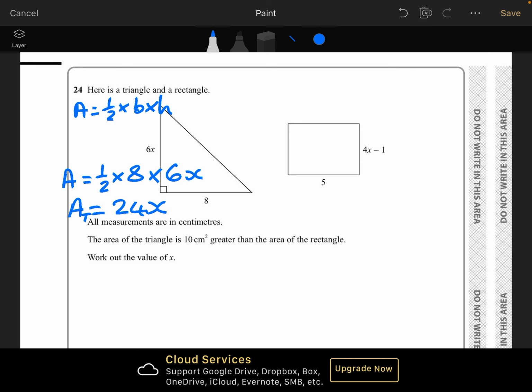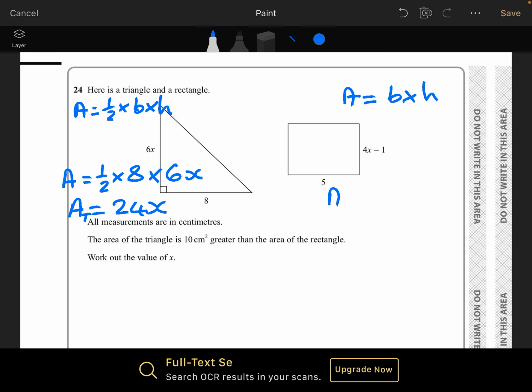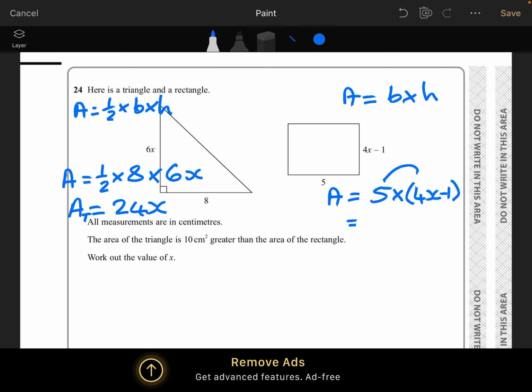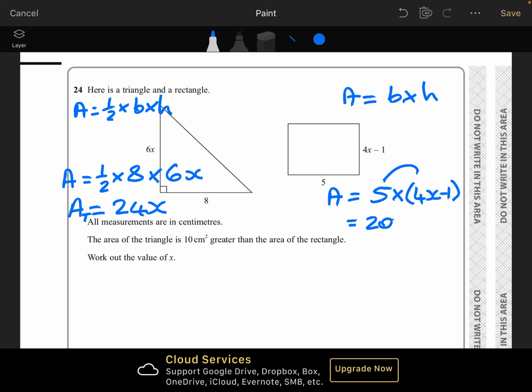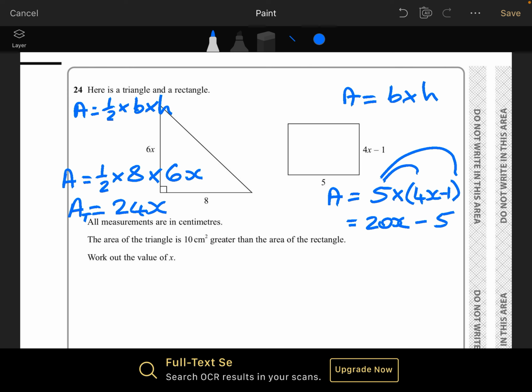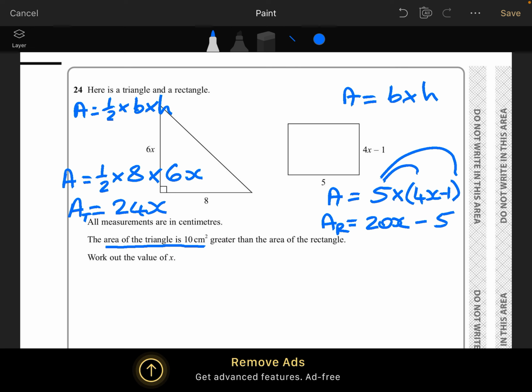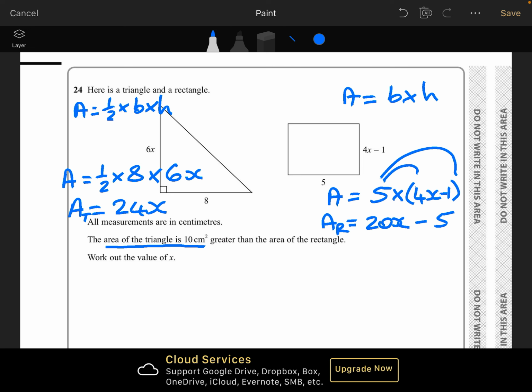Okay, and for a rectangle, area is just base times height. So the area here is equal to 5 times, and be careful here, I've got to put that in brackets, 4x minus 1. So 5 times 4x is 20x, and 5 times -1 is -5. So the area of the rectangle is 20x minus 5. Now it says the area of the triangle is 10 centimetres squared greater than the area of the rectangle.